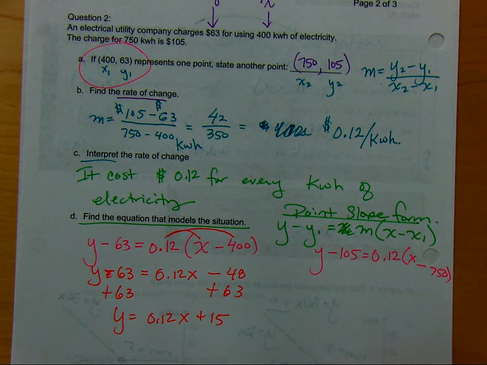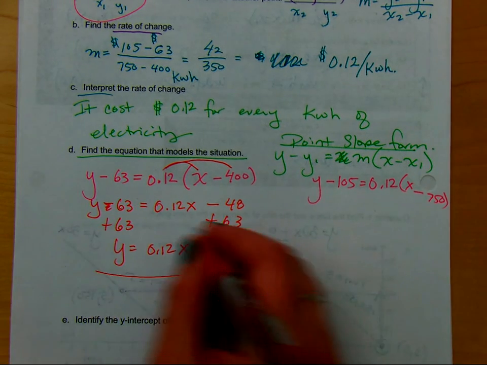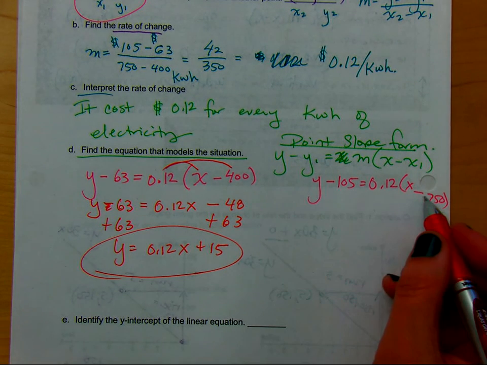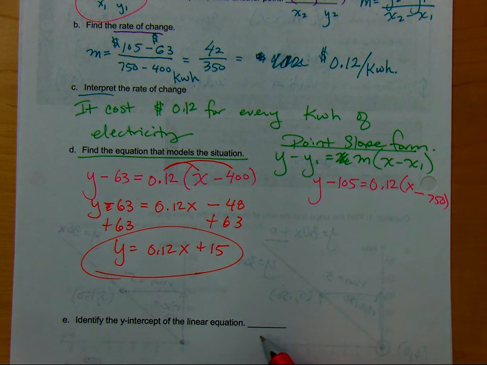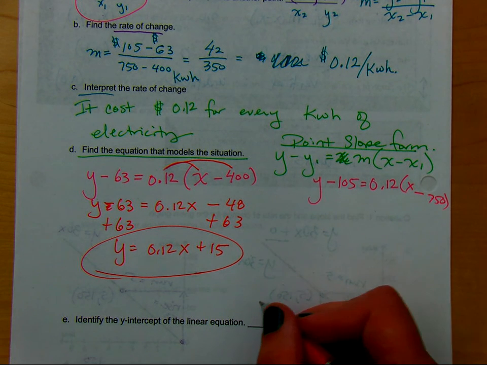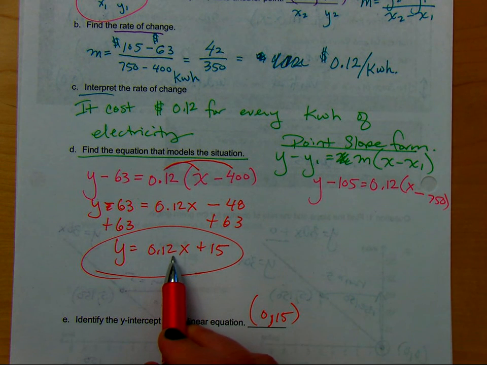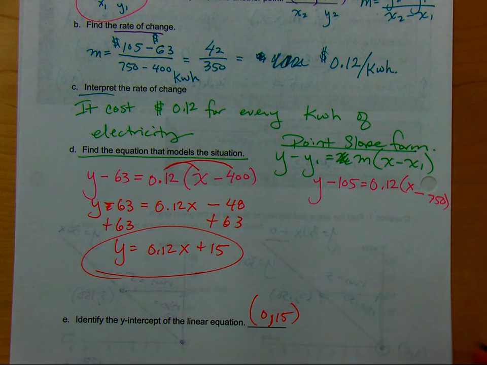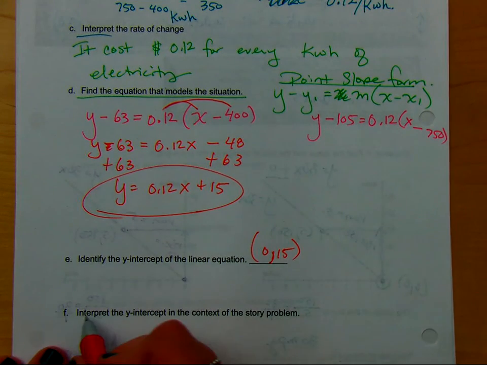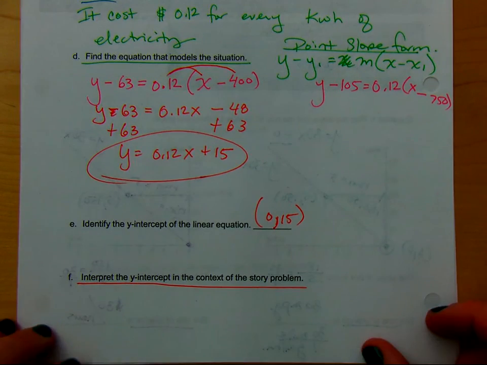Excellent. So these are our equation, and by the way, you'll get the exact same thing if you do it this way. Identify the y-intercept. Now that we have it in slope y-intercept form, who can tell me what the y-intercept is? Yeah, 0, 15 as an ordered pair, because if we plugged in x as 0, we would still have paid $15. Interpret the y-intercept in the context of the story problem.